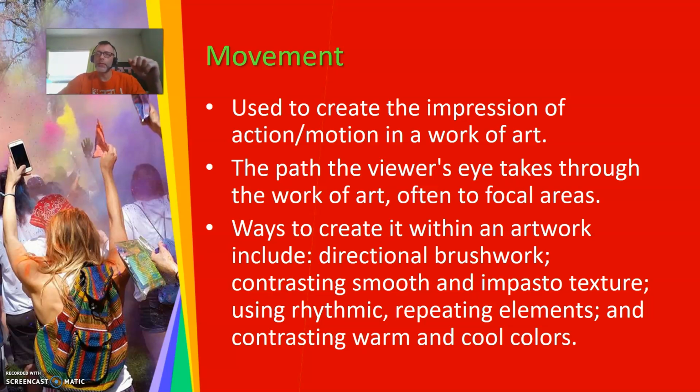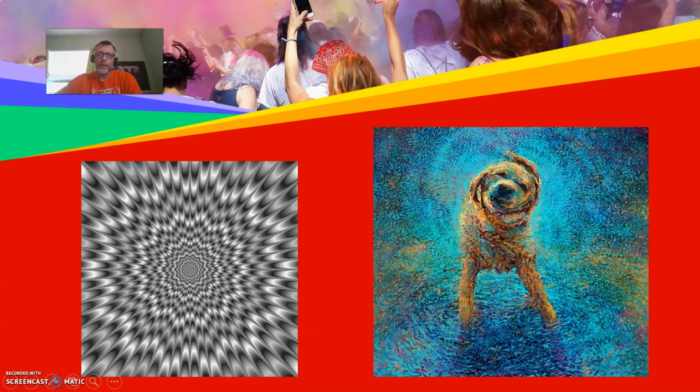Impasto texture is like Van Gogh's painting, right? Where you're using really thick paint and you're just putting it right down on the canvas and you're done with it and you're just leaving it. Other ways include using rhythmic, repeating elements and contrasting warm and cool colors. So again, we have contrasting warm and cool colors. If you don't want to stare at the image on the left, that is perfectly fine, because if you do stare at it, it looks like it continues to stay in motion, right? And then we have, of course, the doggy shaking off the water on the right.